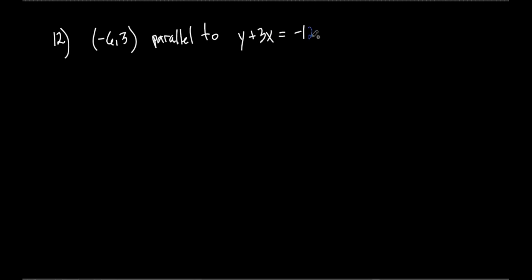number 12. It says, write the equation of a line. Does that sound familiar? It's like the fourth time we've done equation of a line now. So it says, write the equation of a line that passes through (-6, 3) and is parallel to this: y + 3x = -12.